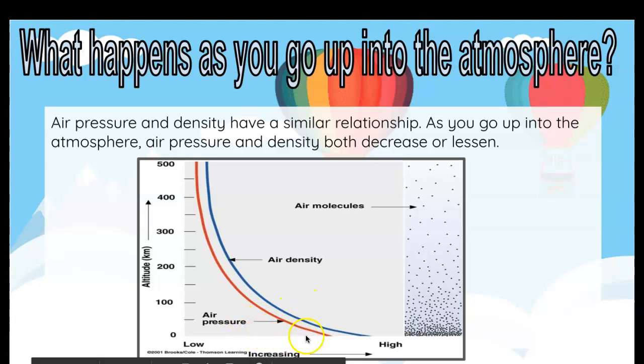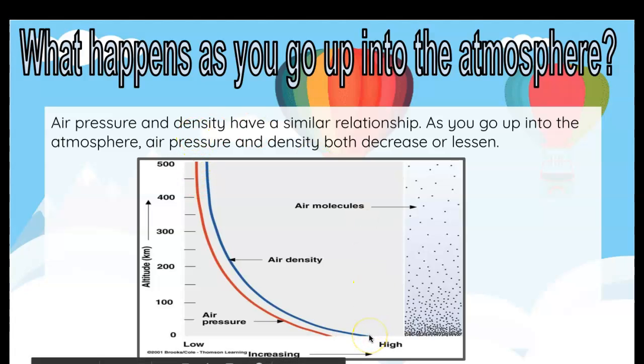Okay, so you see that it's really high density and high air pressure down here at the lowest point of altitude. So that's in the troposphere. As you go up through the different layers, you see that the red, which is air pressure, is starting to decrease, decrease, decrease. And then by the time it hits right here, it's really low. So there's a very low amount of air pressure as you go up in the atmosphere.